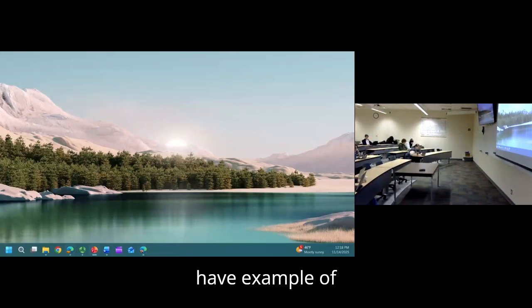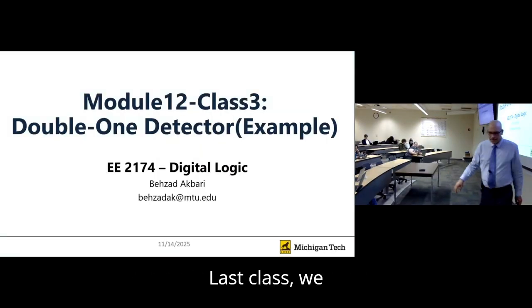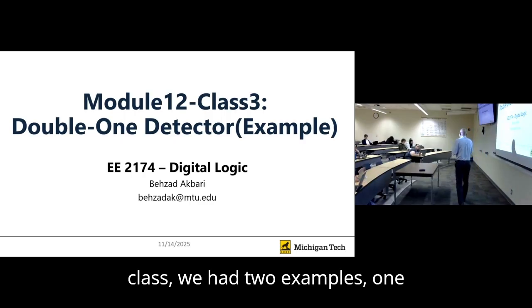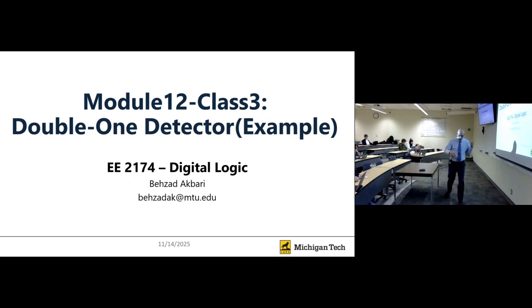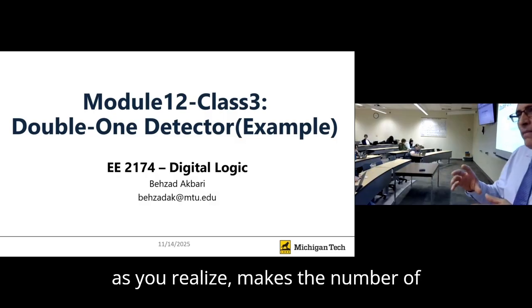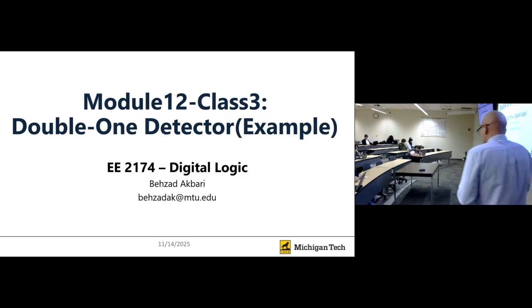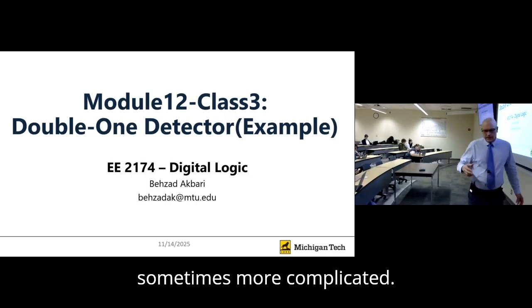Today we have another example of designing sequential circuits. Last class, we mentioned the systematic way. Last class, we had two examples: one Mealy design and one Moore design. The Mealy design, as you realize, makes the number of states a little less, but is sometimes more complicated.